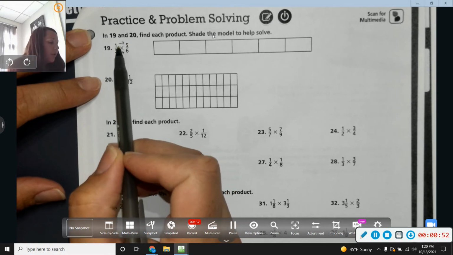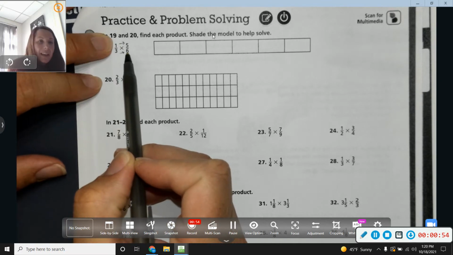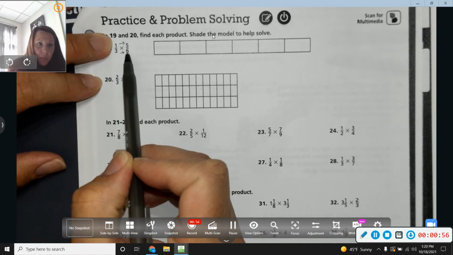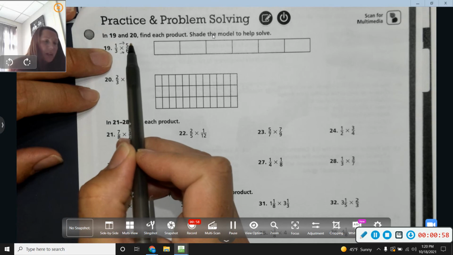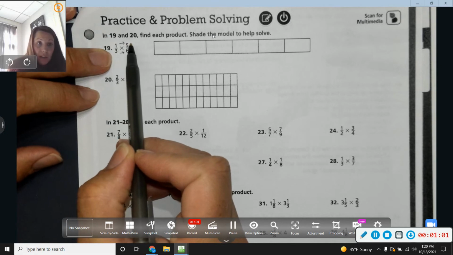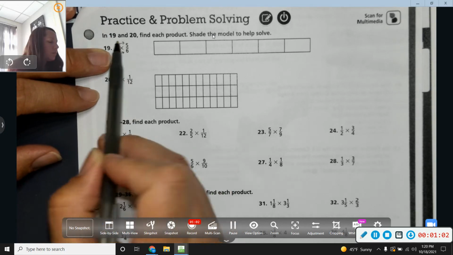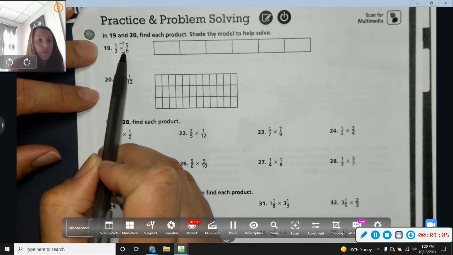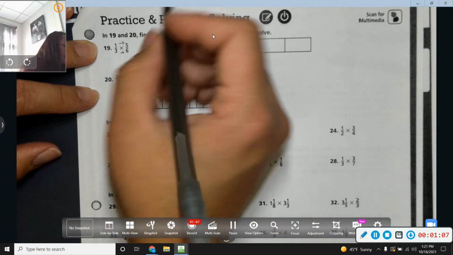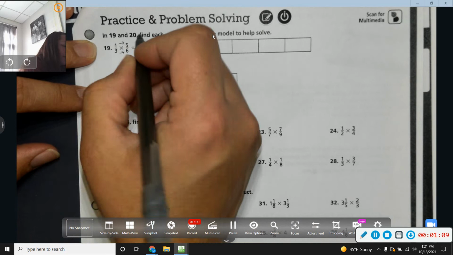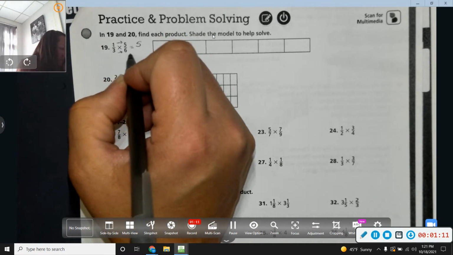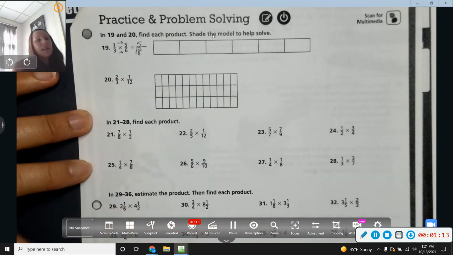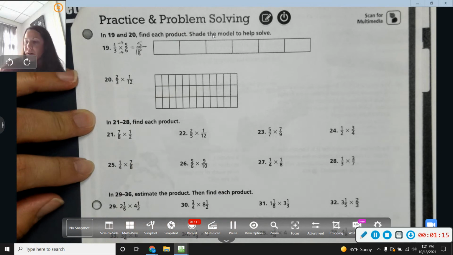numbers. So if I have 1 and 6, I can't divide anything out of both of those. And 3 and 5 cannot reduce any further either. So now I just get to multiply straight across. So 1 times 5 is 5. 6 times 3 is 18. So your answer is 5/18.